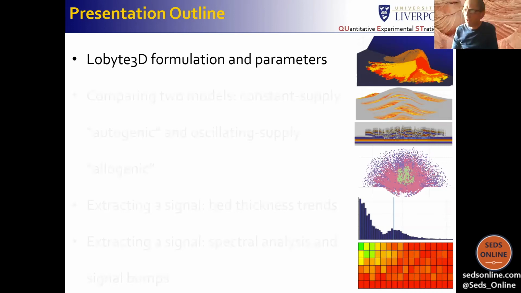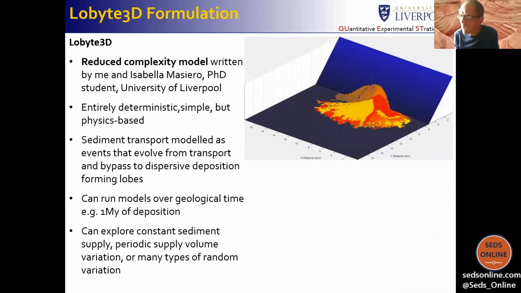So to get started with Lobyte3D, it's a reduced complexity model. I wrote it with Isabella, who's a PhD student who's just finishing up now at Liverpool. She mostly was doing carbonate modeling, but she got turned to the siliciclastic dark side just a little bit to do this work. Reduced complexity model means pretty much exactly what it says. It's not a super complex model. It doesn't include all the details of, you know, turbulent flow or highly sophisticated fluid dynamics. It's very, very, very simple. It's entirely deterministic also, but it is physics-based. So, as with any model like this, you hope that it's representing simple physical processes, and therefore we can have some confidence in the way that it behaves.